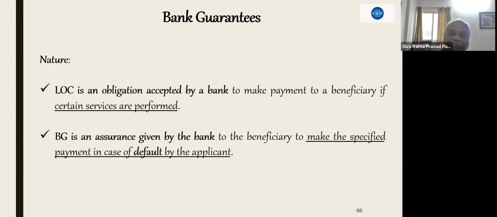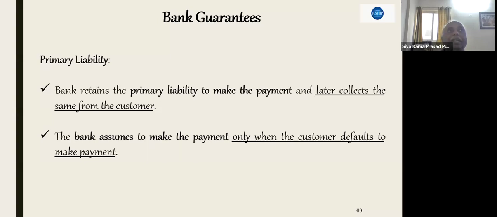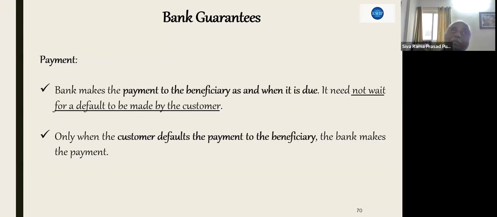But here, this is a different primary liability. The bank retains a primary liability to make the payment and later collects from the customer. Whereas in bank guarantees, the bank assumes liability to make the payment only when the customer defaults on the payment. And in a letter of credit, the bank makes the payment to the beneficiary as and when due. It need not wait for a default to be made by the customer.